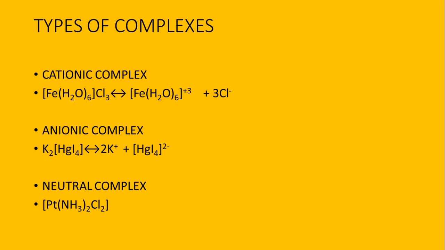And then you have the neutral complex. One example of a neutral complex is [Pt(NH3)2Cl2], where the whole identity is written in the coordination sphere. So these are the types of complexes. Now I'll go to the next one.